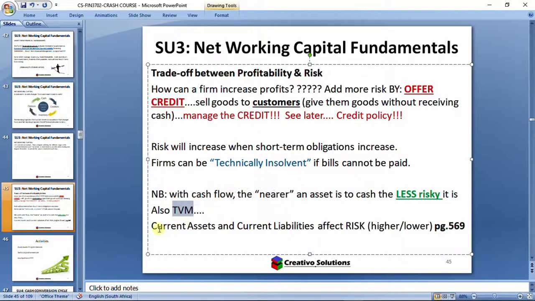And that's why when you look at current assets and liabilities, consider that there is always going to be a cost. There could be an opportunity cost, and that's going to affect the risk. The risk will either be higher or lower depending on what the business is doing.